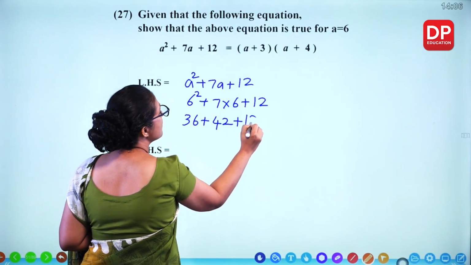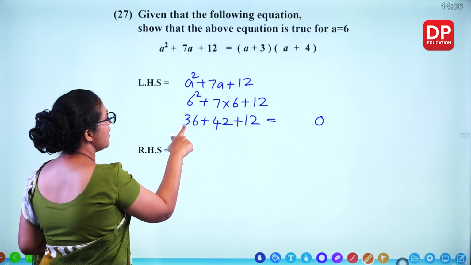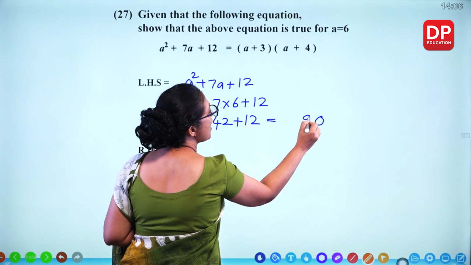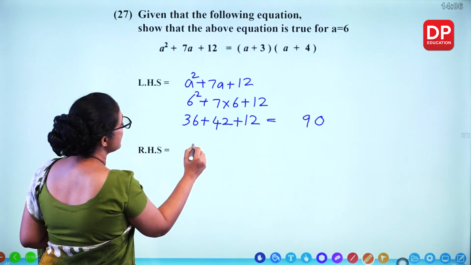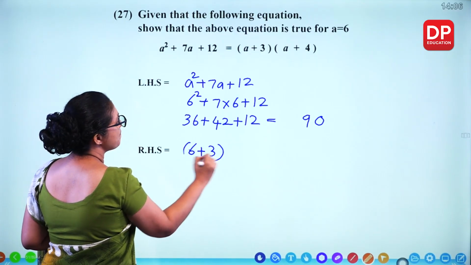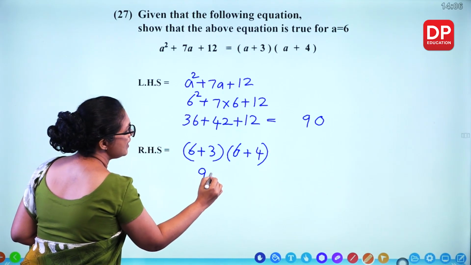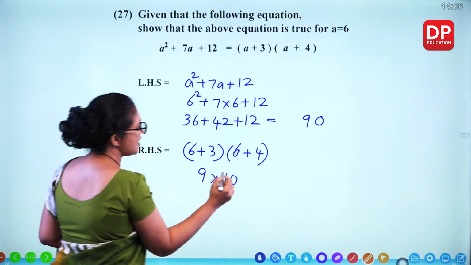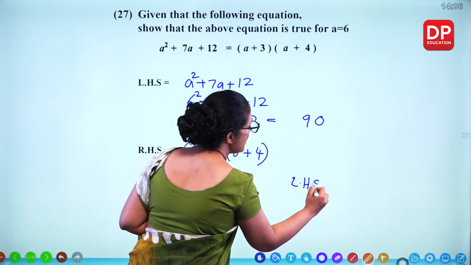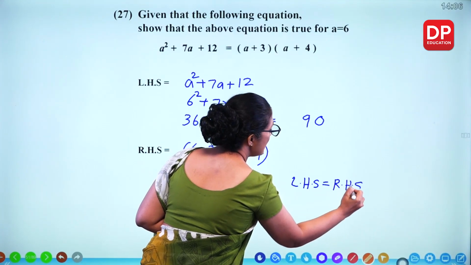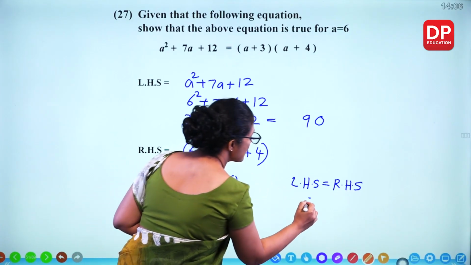42 and 12. So you get 6 plus 2, 8, 10 and then 1 remaining, 8, 9. So 90. Now we'll look at the right hand side. A plus 3, a is 6. 6 plus 3, 6 plus 4. 6 plus 3, 9. 6 plus 4, 10. 10 times 9, 90. So left hand side is equal to right hand side. And therefore, it's true for a equals 6.